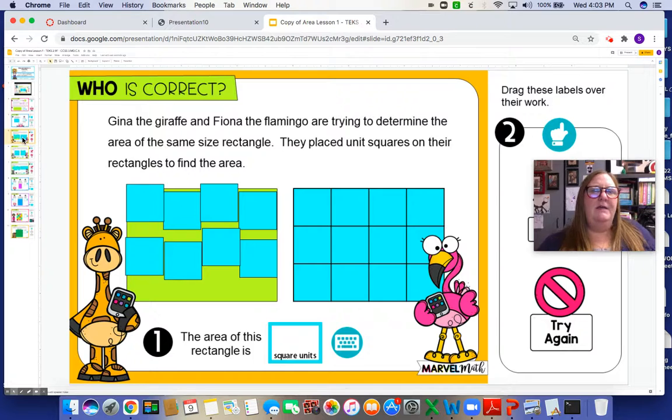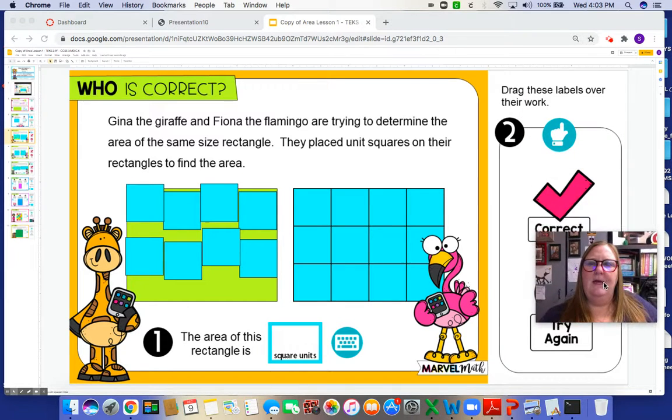The next slide, I'm going to model this one for you, and then you'll have another one to do on your own. You're going to read the slide. It says, who is correct? Gina the giraffe and Fiona the flamingo are trying to determine the area of the same sized rectangle. They placed unit squares on their rectangles to find the area. So here's Gina's rectangle, and here is Fiona's. And I want you to think about what I said about when we were placing the unit cubes on. Who is correct? Who did it the right way? And then who needs to try again?